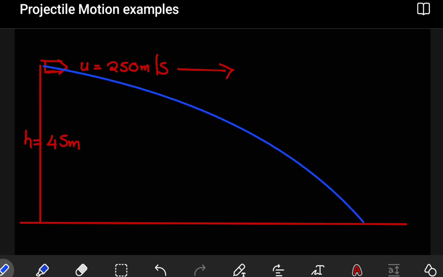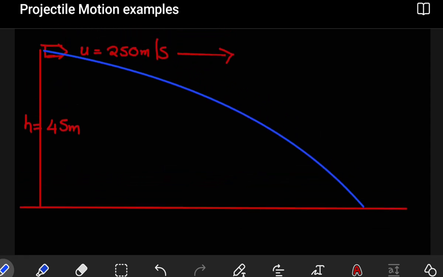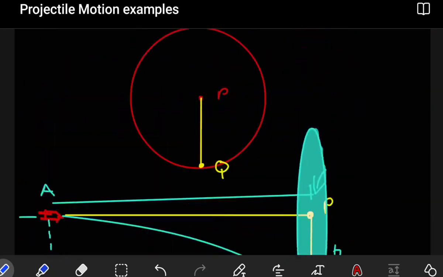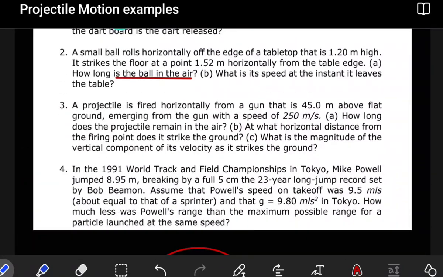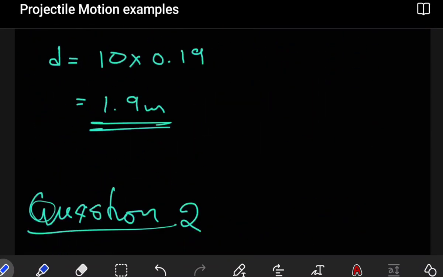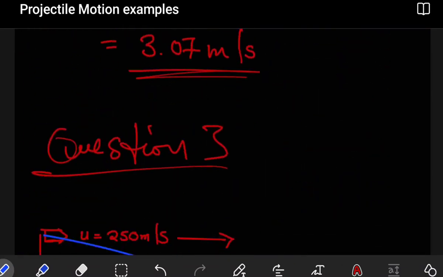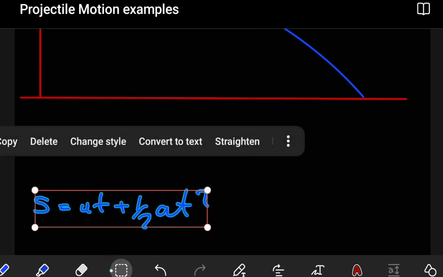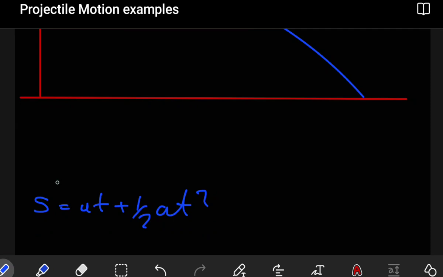Okay, so with that in mind, the question in the first part is asking for how long the projectile was in air. How long does the projectile remain in the air? So just like we saw before, we don't have the final velocity. So we'll still use S is equals to UT plus half AT squared. Because in the vertical axis, if you take down the information, that's where you have the most. So we'll start with in the Y axis.